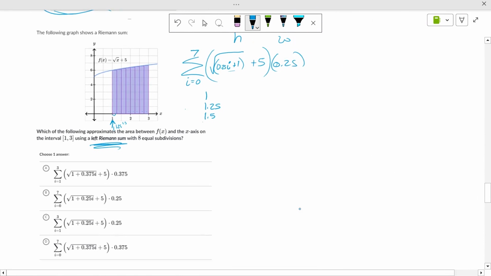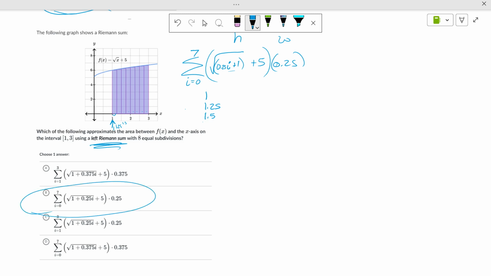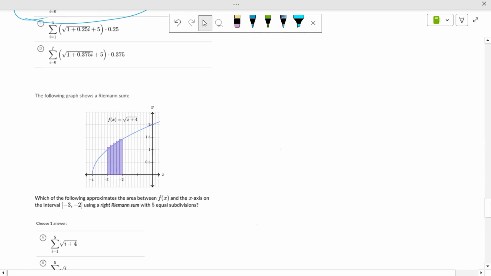So 0 to 7, 1 plus 0.25 I plus 5 times 0.25. Must be that one. Okay, let's do another one.